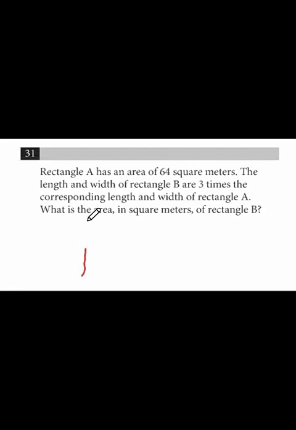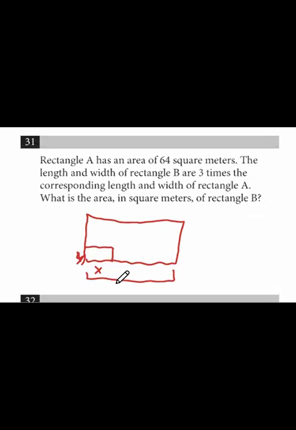So in this case, we have rectangle B, and then we have rectangle A like this. A has a width of, let's say, x, and a length of y. And then B has a width of 3x and a length of 3y. So basically both are three times the corresponding length and width. And we're given the area of A, which is going to be 64. Area is just x times y, so xy is 64.